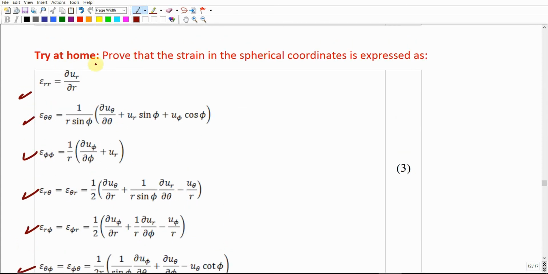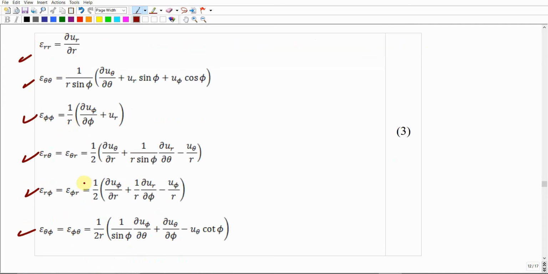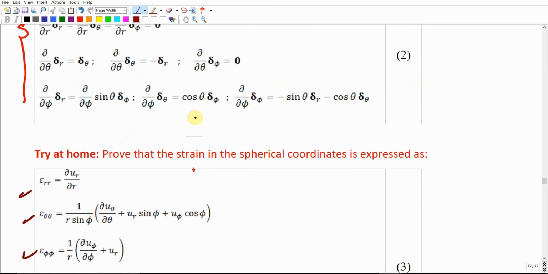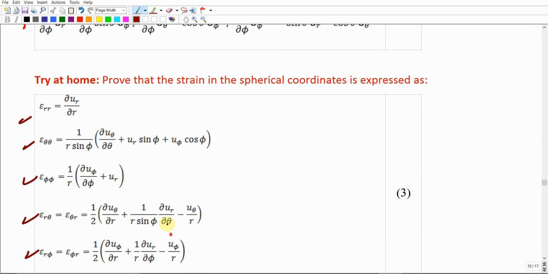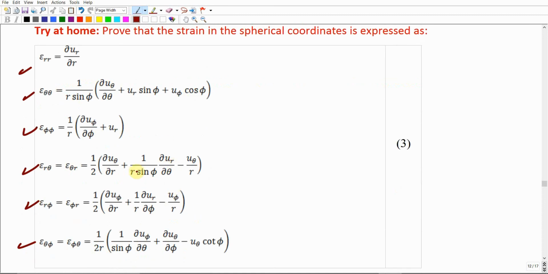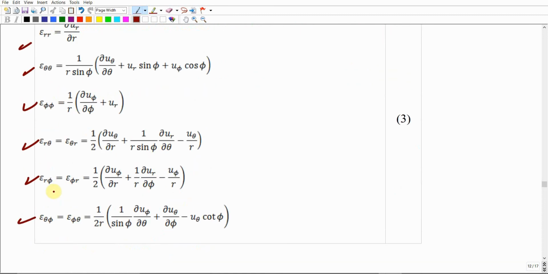So I'm going to keep this one at home for you to prove that the component of the strain in the spherical coordinate is going to be represented in this way. If you did the same as we did for the cylindrical coordinate, you can easily derive these things. Okay, this expression. So these are the components of the strain.